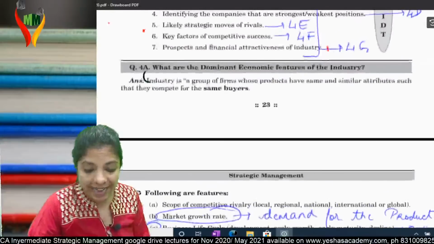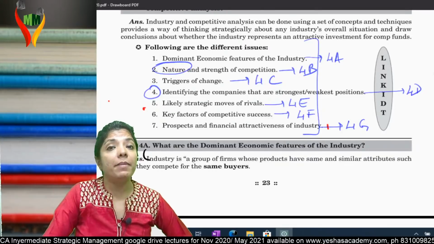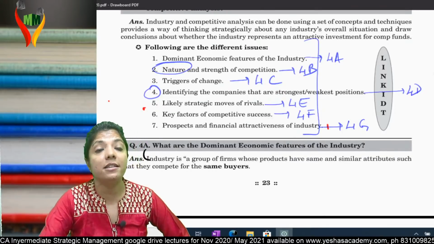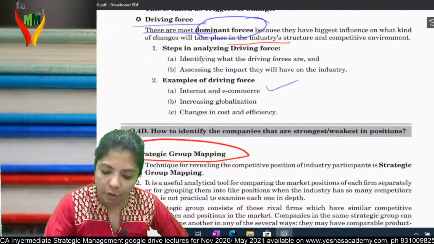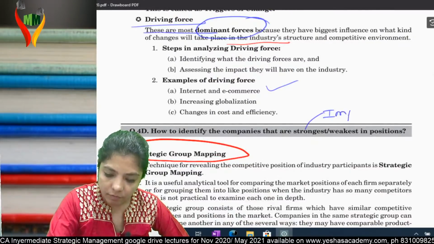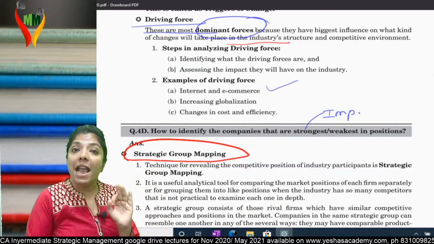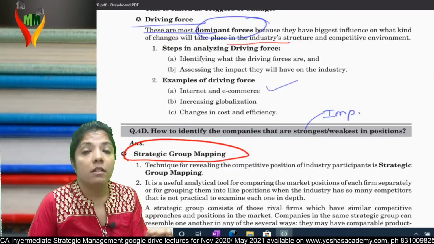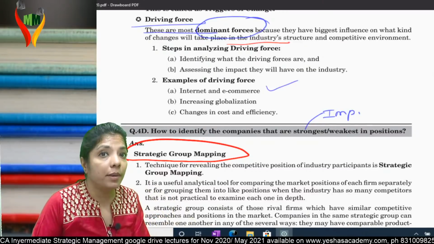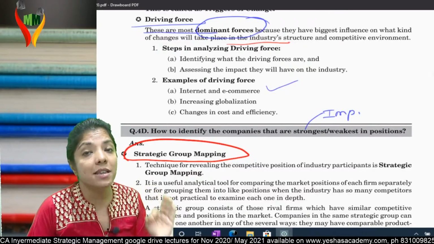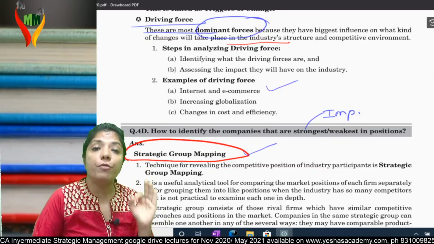Before coming to 4D, let's see the fourth issue: identifying the companies that are strongest and weakest in position. Mark 4D, an important question from the exam point of view. Listen to me, the technique which helps me identify the strong companies or the weak companies, the competitors who are stronger than me, or maybe the ones who are weak, strongest and weakest in position, that technique is called strategic group mapping.